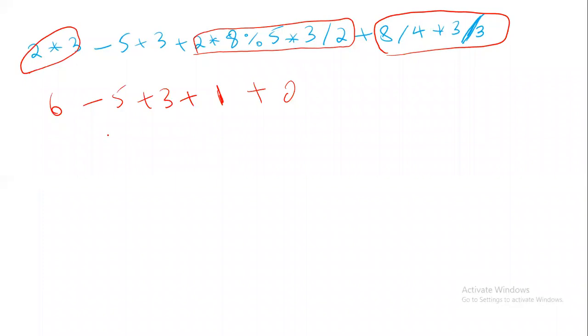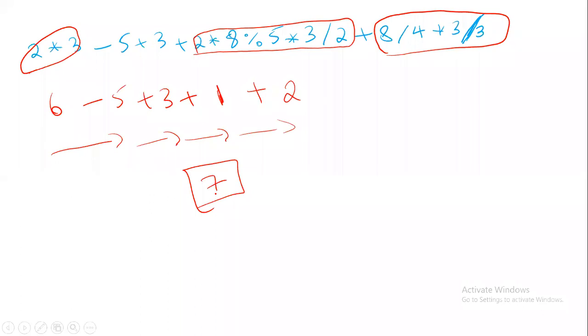Next, 6 minus 5, 1. 1 plus 3, 4. 4 plus 1, 5. 5 plus 2 is 7. So definitely our answer is 7 only. So most of you are right. I'm happy that you got your answer correct like this.